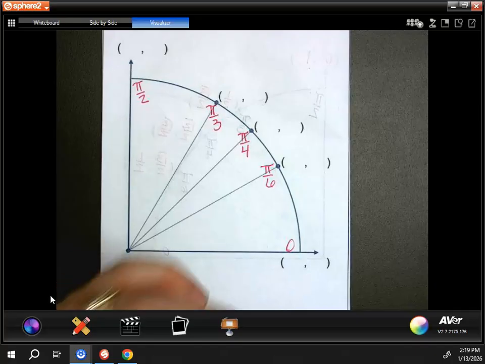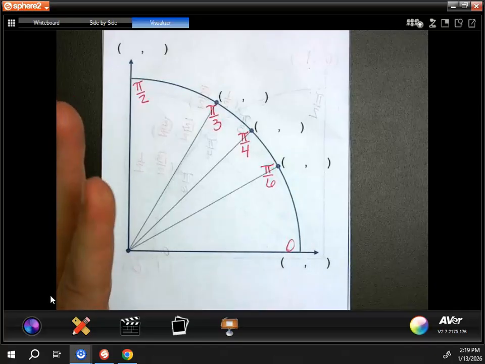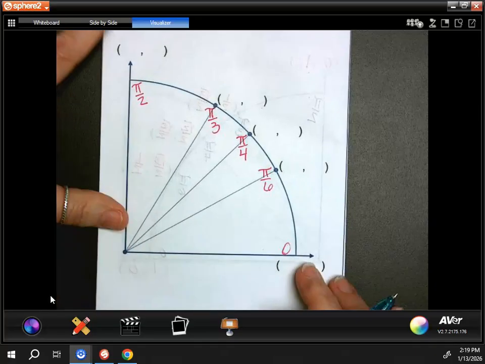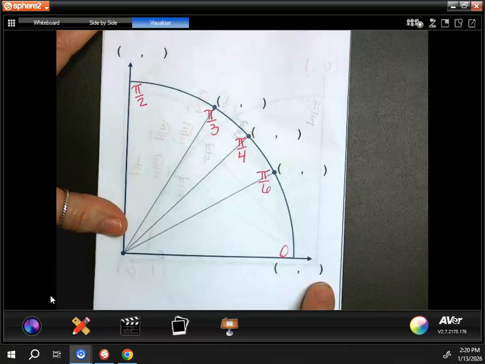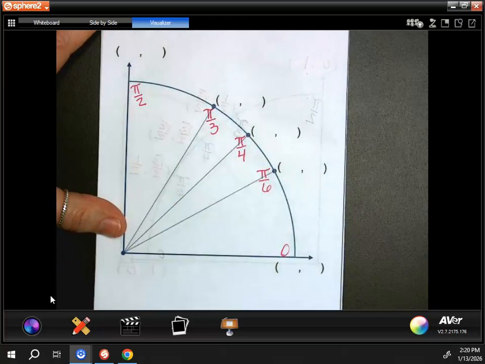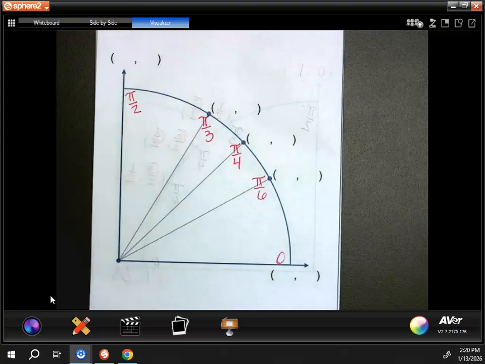Okay, so now we're going to ignore the ordered pair symbols. I probably should have taken them off, but I didn't. And just write the tangent values. You can just write them above the parentheses. Without looking at anything, do the best you can.